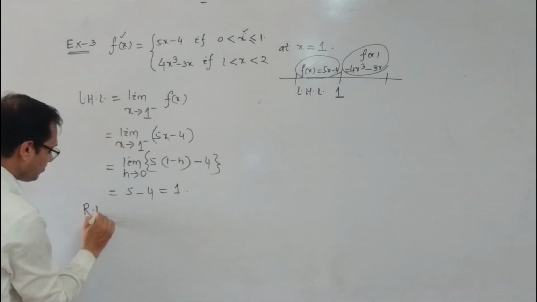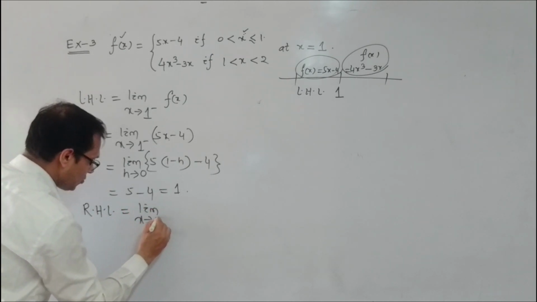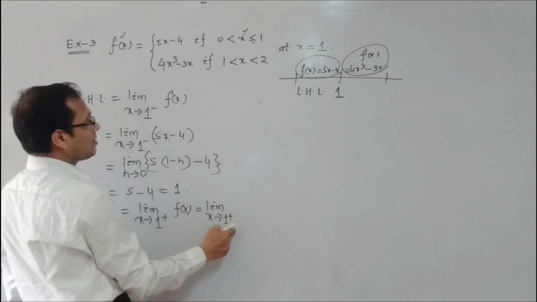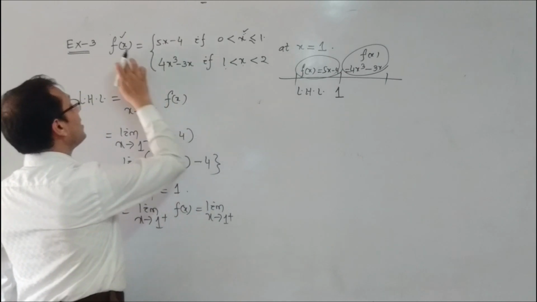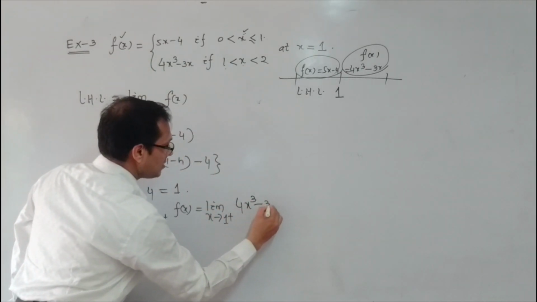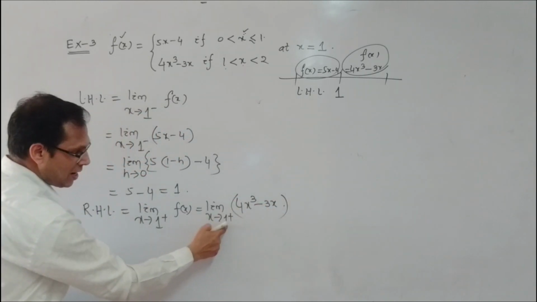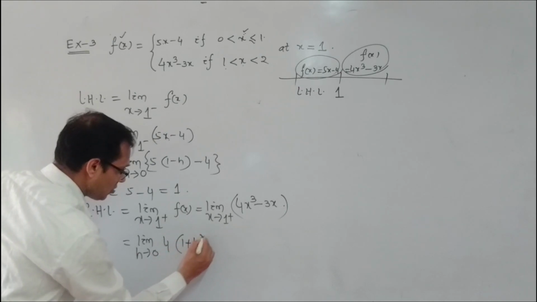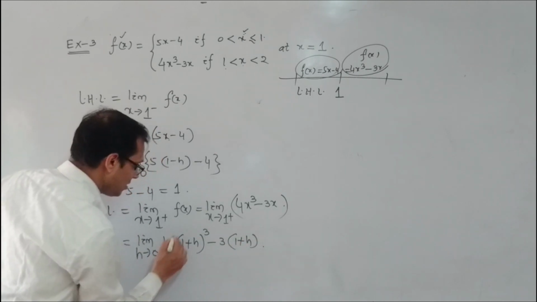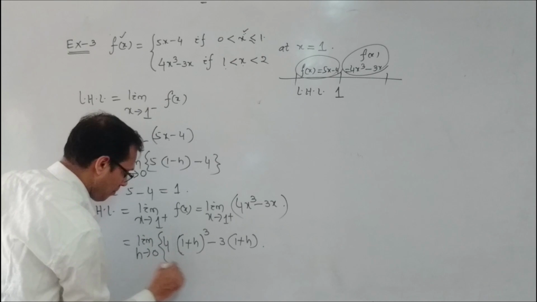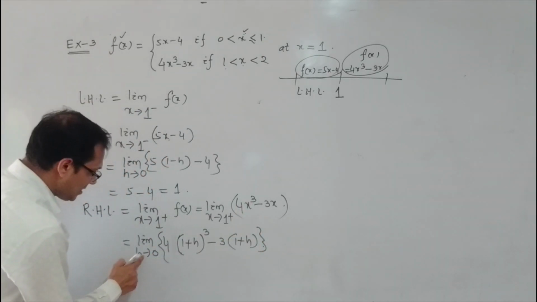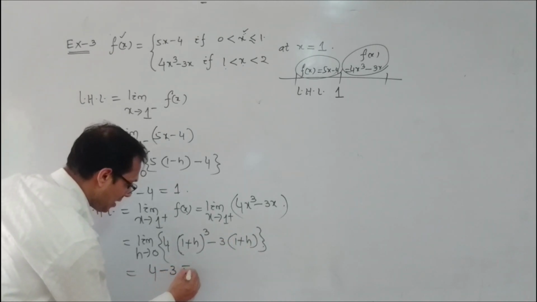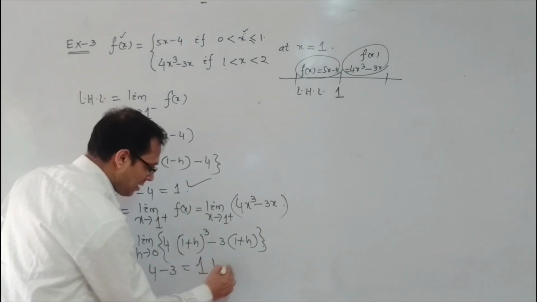Now what about RHL? Limit x tends to 1 plus f(x). 1 plus means greater than 1. When the value of x is greater than 1, the value of f(x) is 4x cube minus 3x. Now x should be replaced by 1 plus h. So limit h tends to 0 of 4 into (1 plus h) whole cube minus 3 into (1 plus h). If we replace h with 0, that means 4 into 1 cube, that is 4, minus 3 into 1, so 4 minus 3 is 1. Here LHL is equal to 1, RHL is also 1.